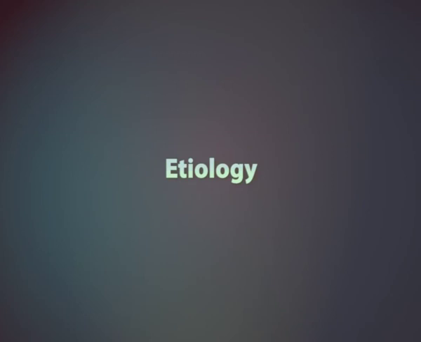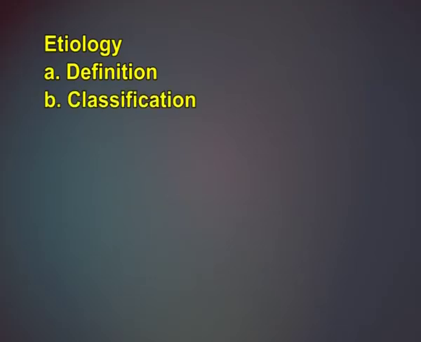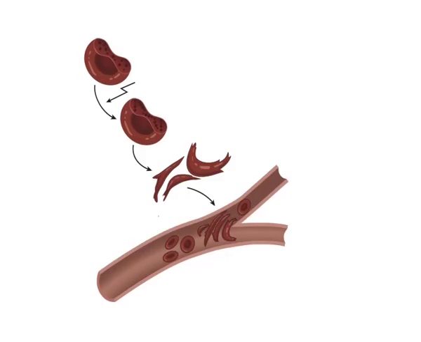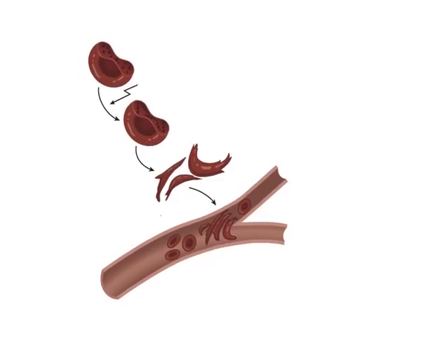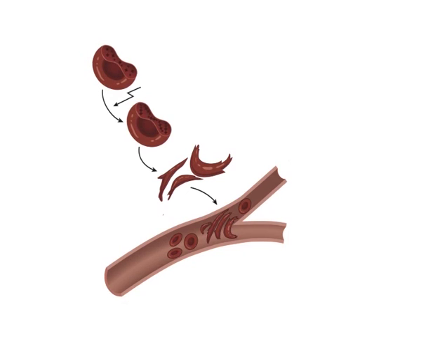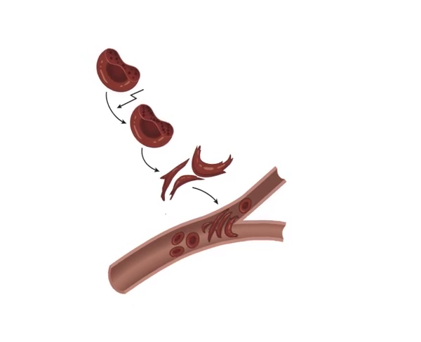Now we will define the etiology. The etiology is further divided into the following parts: A, definition, B, classification, C, factors. In this topic, you are going to learn what etiology means and how etiology is broken down into three main categories. You will also go over a concrete example to demonstrate the etiology of a disease.